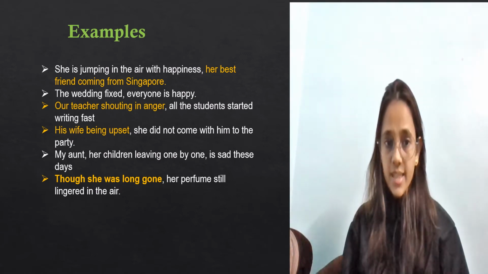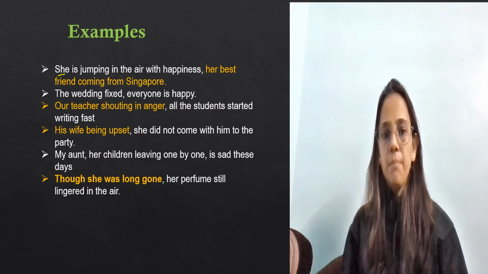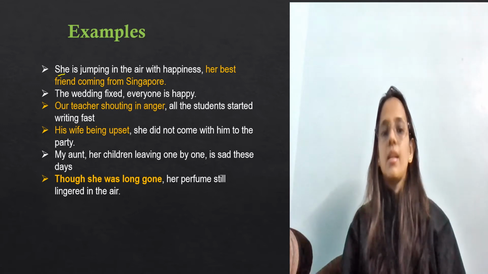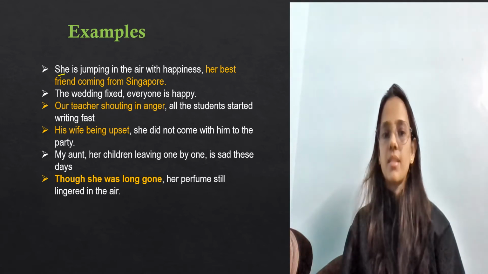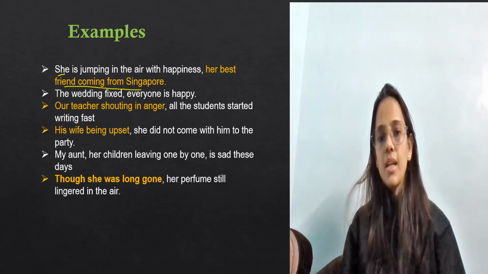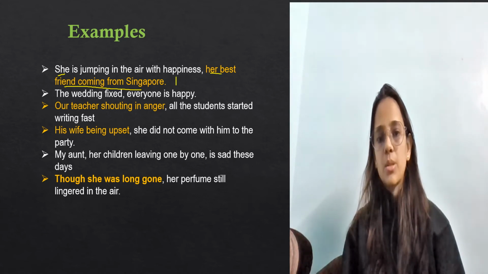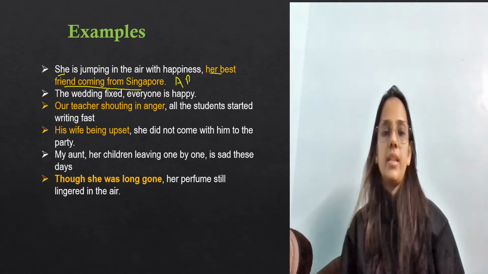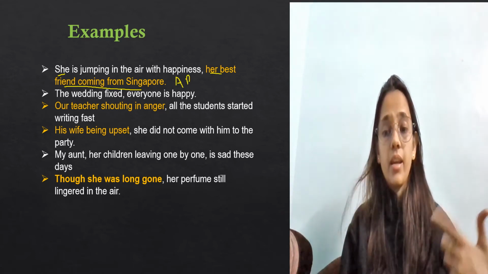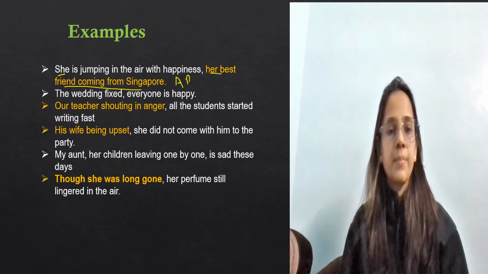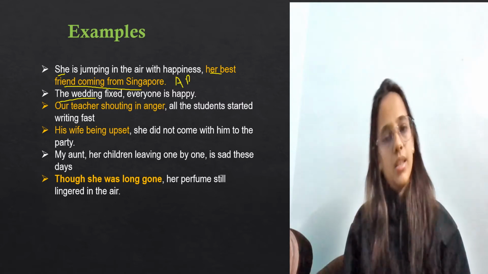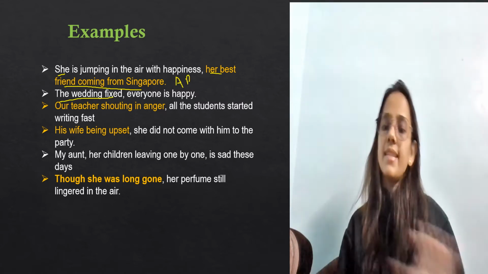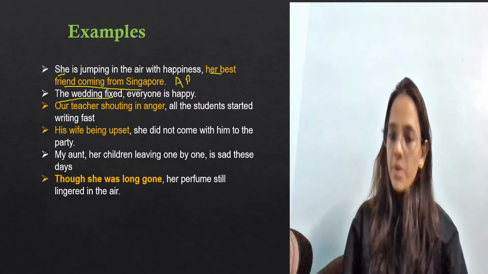Example: She is jumping in the air with happiness. Her best friend coming from Singapore. Her best friend coming from Singapore is what? Absolute phrase. Understanding? Yes. She is jumping in the air with happiness. The wedding fixed again, everyone is happy. So it's an absolute phrase.